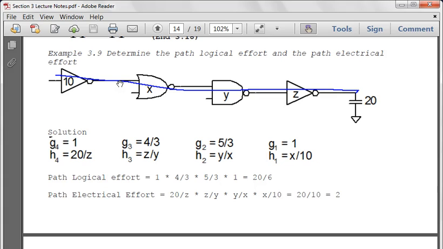Yes, 20 over 9. 4 thirds, 5 thirds, it becomes 20 over 9, yes.